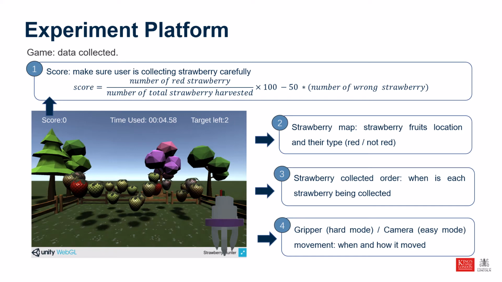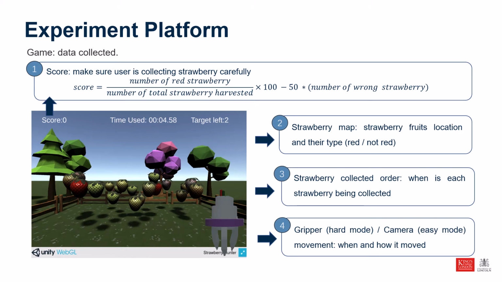There are 4 parts of data collected anonymously. First, the score. It presents how well the user is collecting strawberries. Collecting unripe or rotten strawberries will lead to losing points. The score is checked for each game later, as game records with mistakes are not considered to be good demonstrations. Only game records with a full score are used in our analysis later.